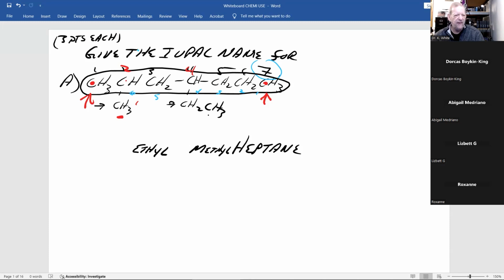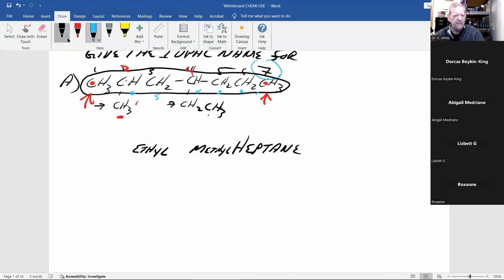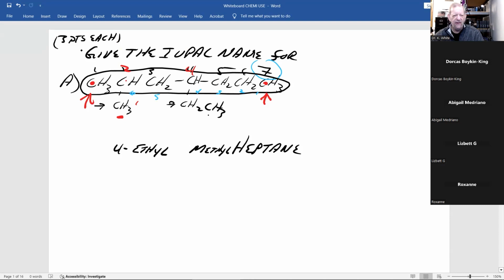So therefore, based on that, we have the ethyl group on carbon 4, the methyl group on carbon 2. So that'd be 4-ethyl-2-methylheptane.